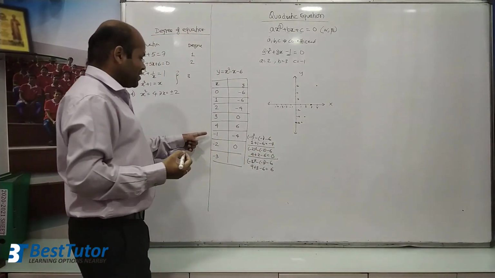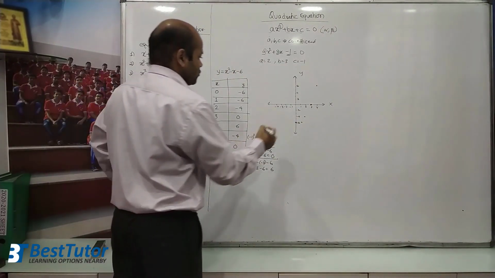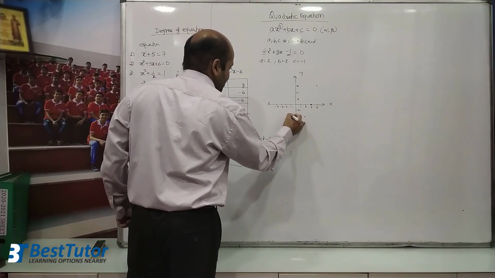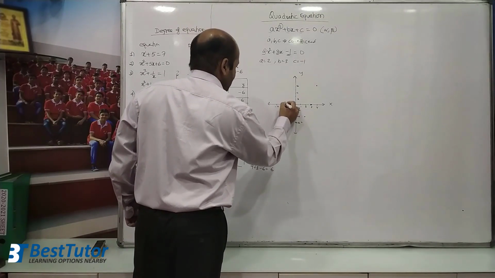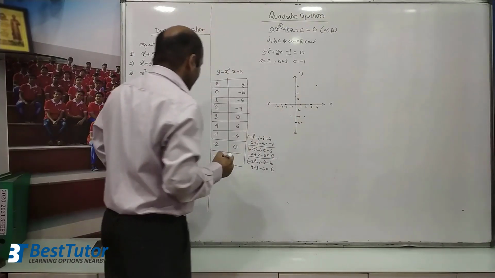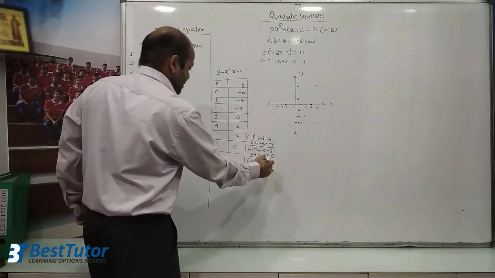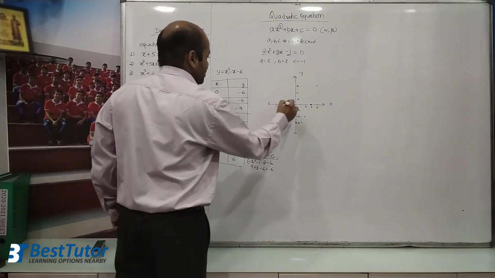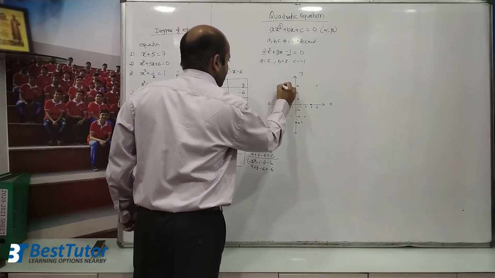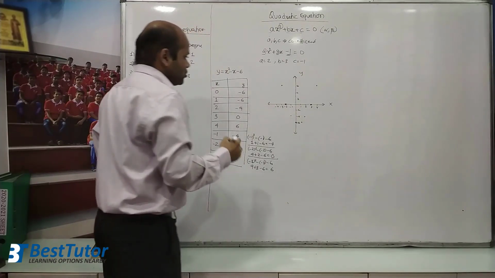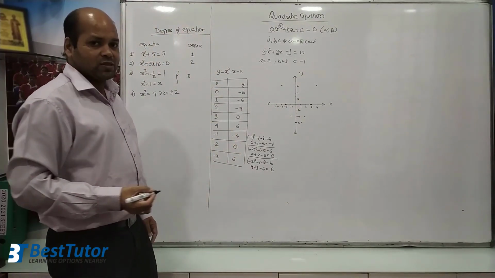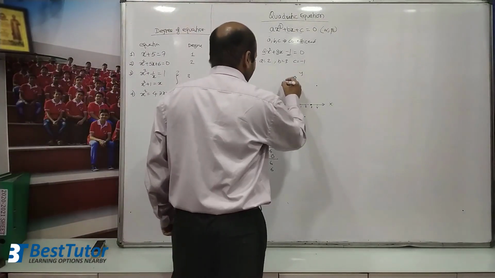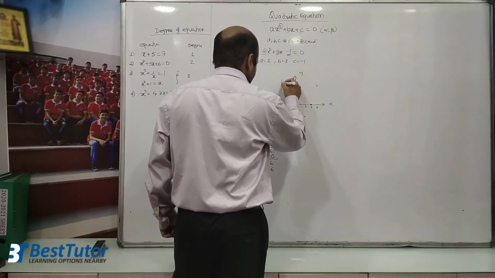Right? Put x as minus 1, we get minus 4. For minus 2, the answer is 0. For minus 3, the answer is positive 6. So I plotted the points on the graph. Let's join the points. What do we get when we join the points? We get a graph something like this.